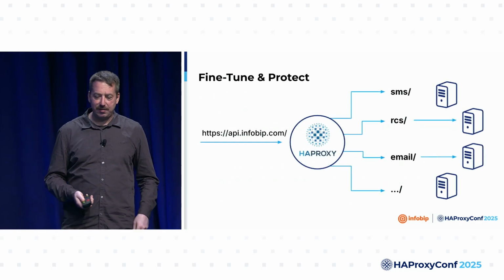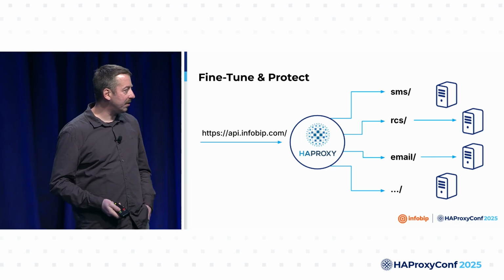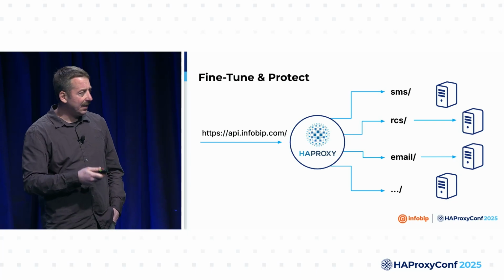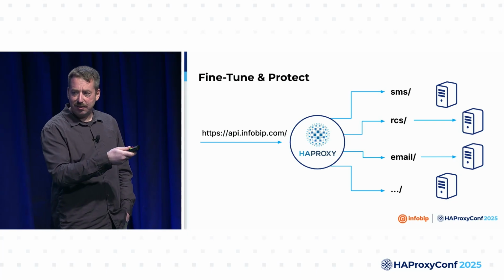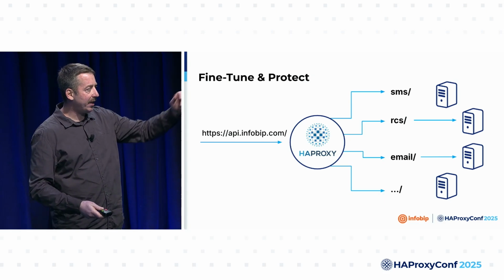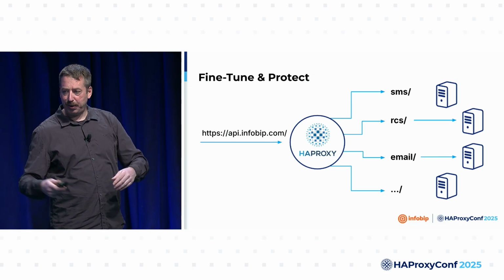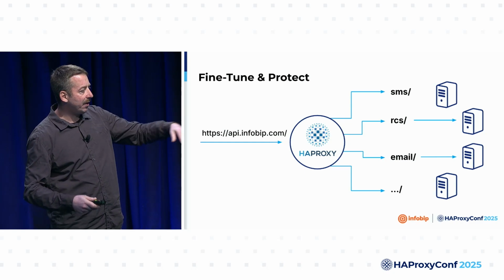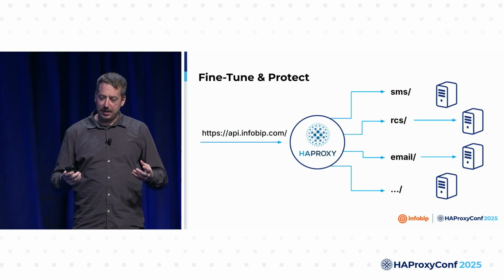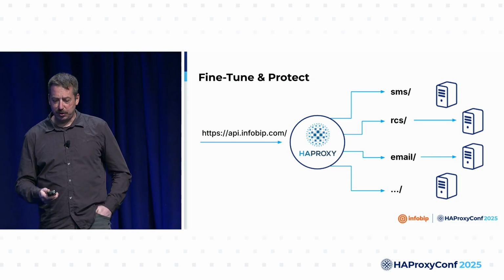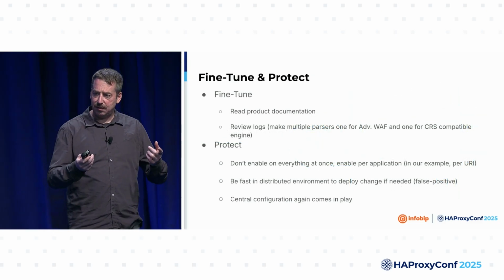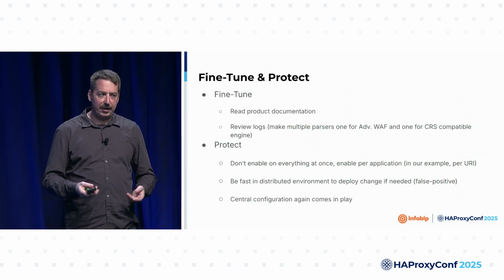The challenge is in our design, because we are utilizing this microservice design, where we have one fully qualified domain name, like api.infobip.com, and then every path is basically another application. Like SMS, one application, one backend. RCS, another application, another backend. Email, WhatsApp, Viber, etc. We should look at everything as a separate application. So we cannot enable the application firewall on everything at once. We need to create a plan.